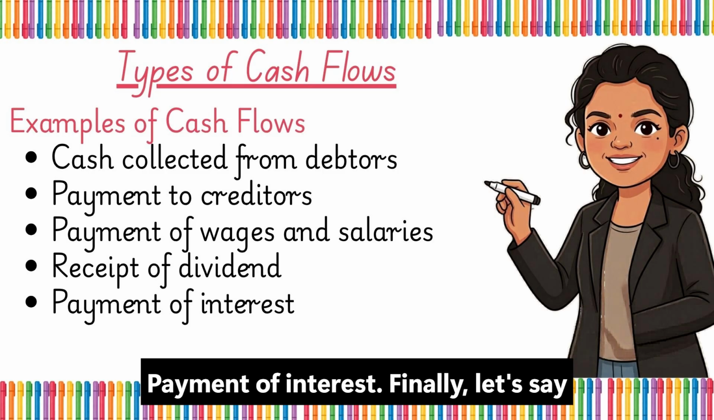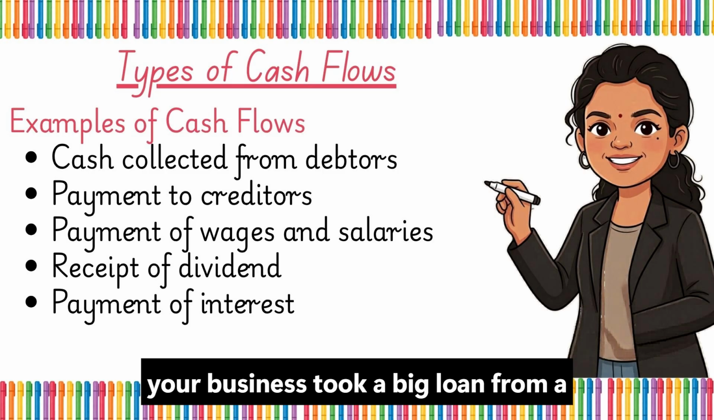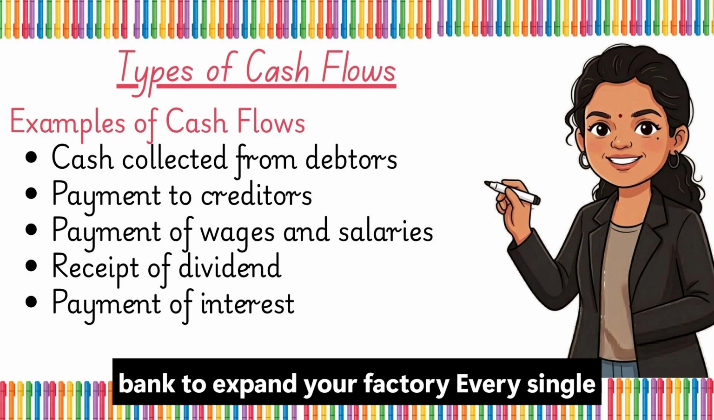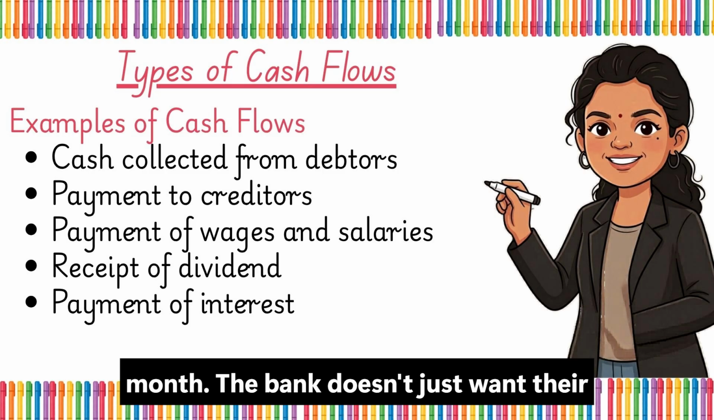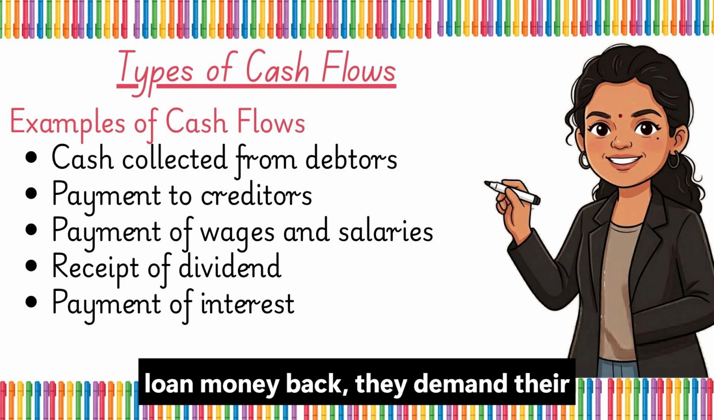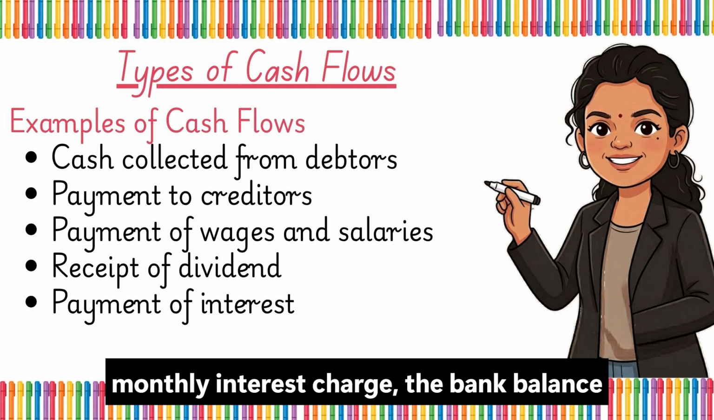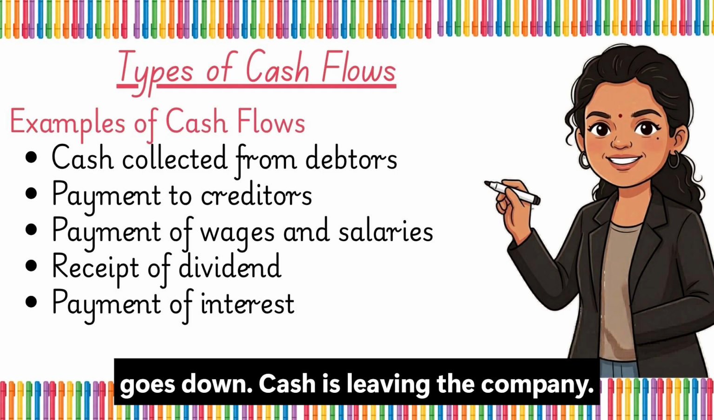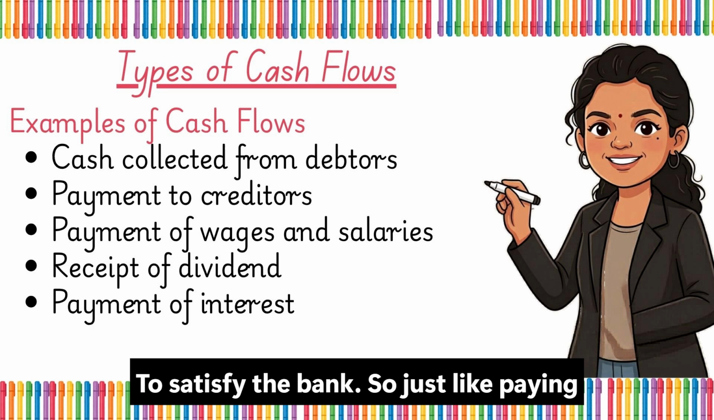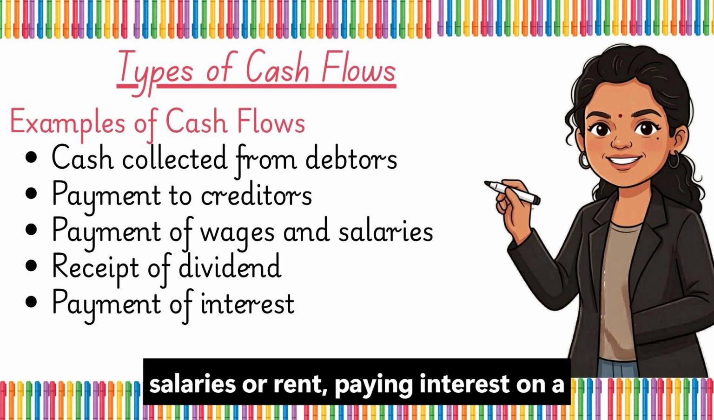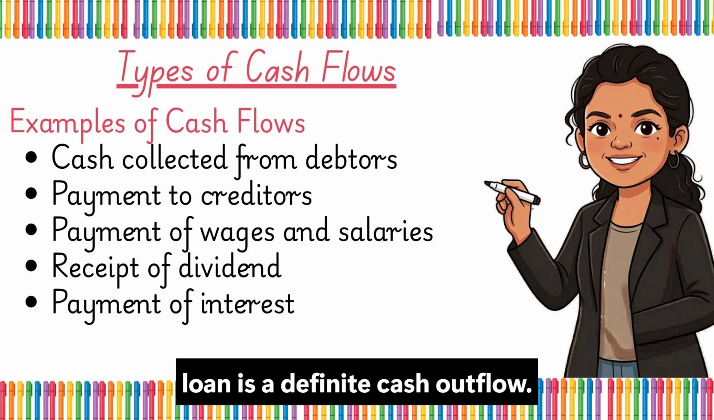Example 5. Payment of interest. Finally, let's say your business took a big loan from a bank to expand your factory. Every single month, the bank doesn't just want their loan money back, they demand their interest payment. When you pay that monthly interest charge, the bank balance goes down. Cash is leaving the company to satisfy the bank. So, just like paying salaries or rent, paying interest on a loan is a definite cash outflow.